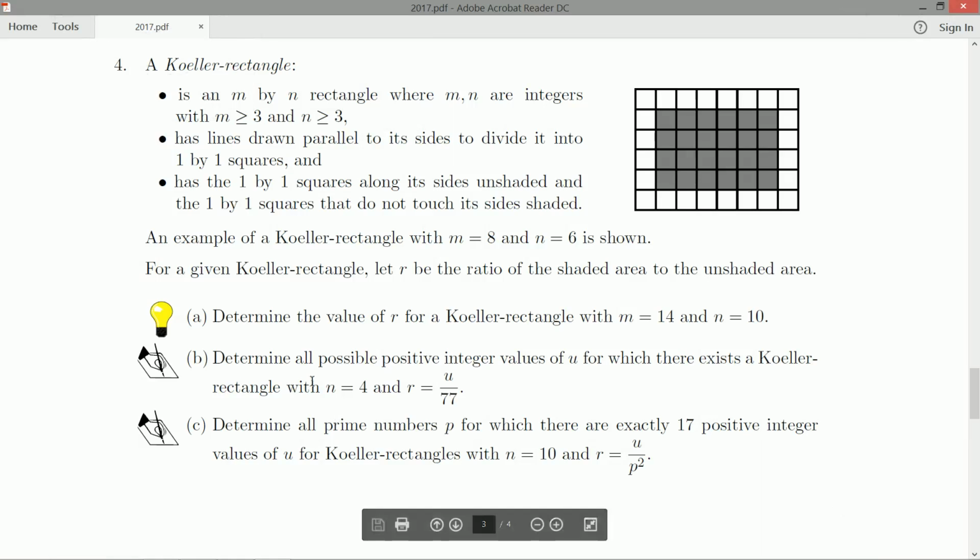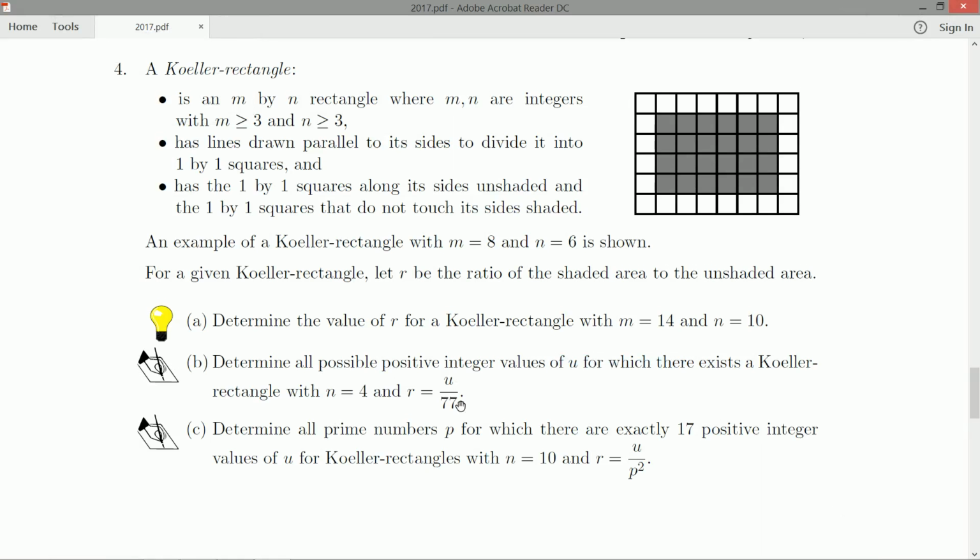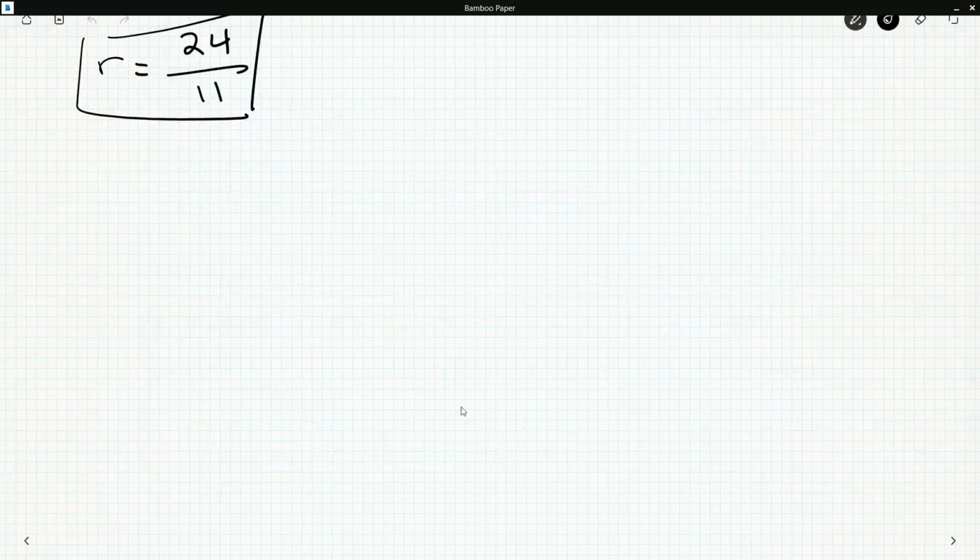All right, so B. And this is one where we have to write everything up. Determine all possible positive integer values of U for which there exists a Keller rectangle with n equals 4 and R is U over 77.